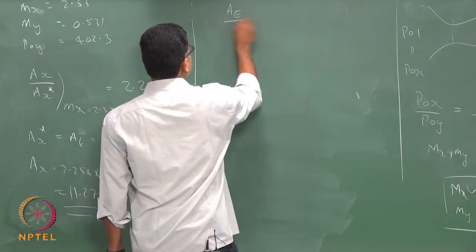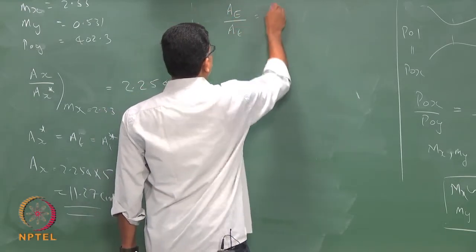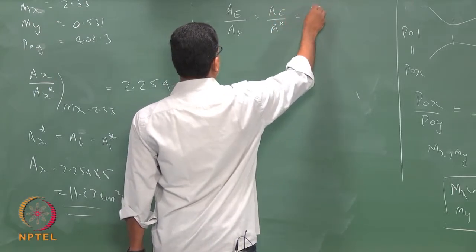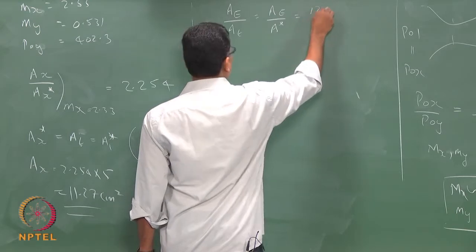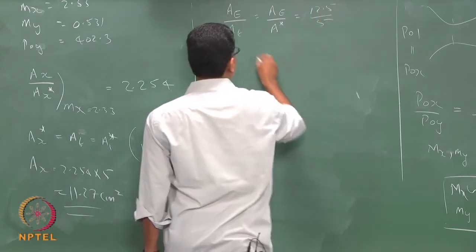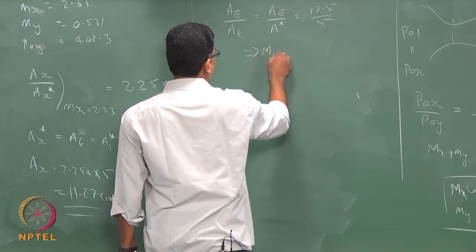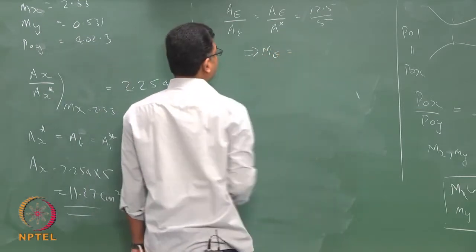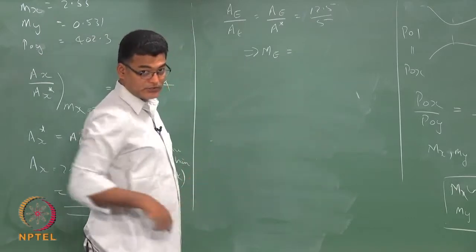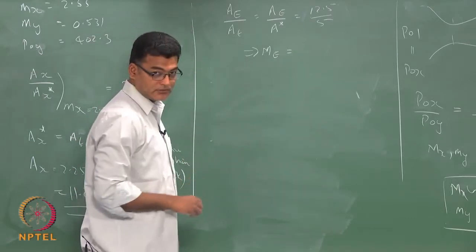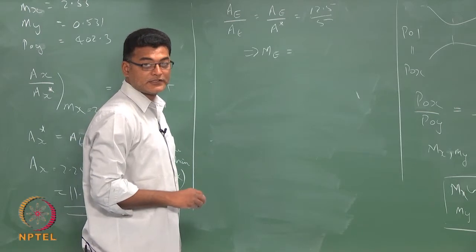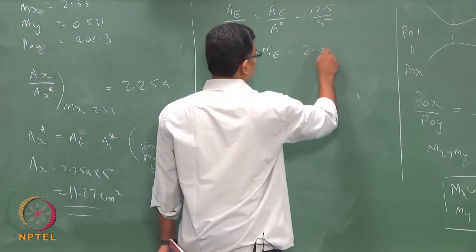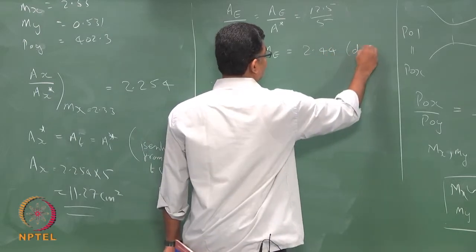So, A exit by A throat equals AE by A star equals 12.5 by 5. This will give me a Mach number at the exit. A supersonic solution. So, this will have two solutions. You take the supersonic solution, which is 2.44. So, this is my design Mach number.